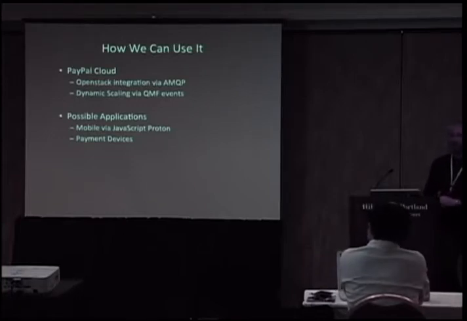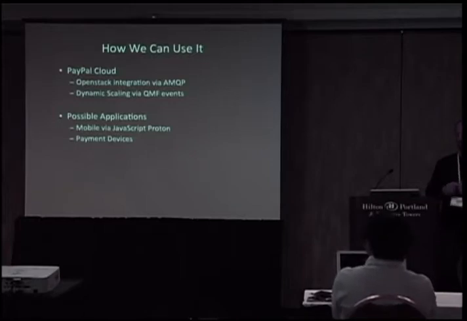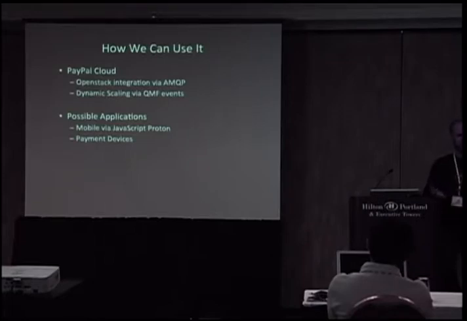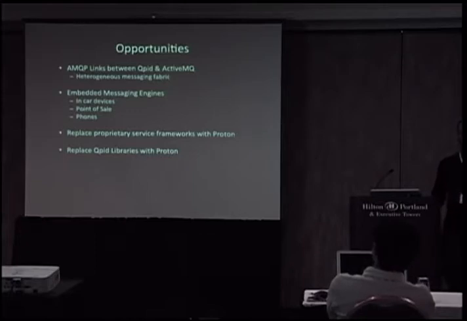Payment devices, if anybody goes to Home Depot, you swipe your card, wants to use PayPal. Right now we're using HTTP. We're thinking about swapping that over to AMQP. So I think American Eagle, Abercrombie & Fitch, Home Depot, those kind of places, where we're looking to actually use it some more, linking AMQP directly between our Qpid implementation and our ActiveMQ implementation.